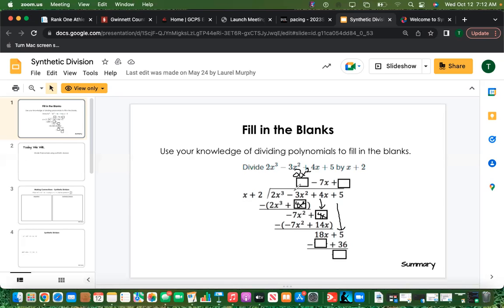Okay, and then you're going to ask yourself, what times x will give us 18x? Well, that'll be 18. 18 times everything on the outside would give us 18x, and this would give us 36. When we subtract, this would cancel out. 5 minus 36 is going to give us that negative 31. Okay, biggest thing when you do this, you've got to be careful of those negative signs and how you set it up. They were a little messy in here.